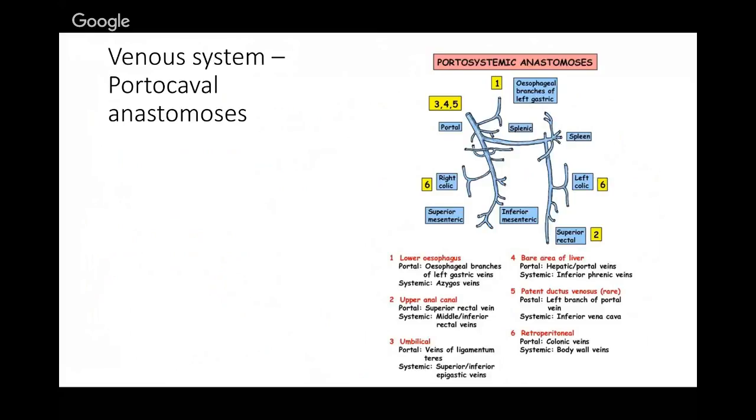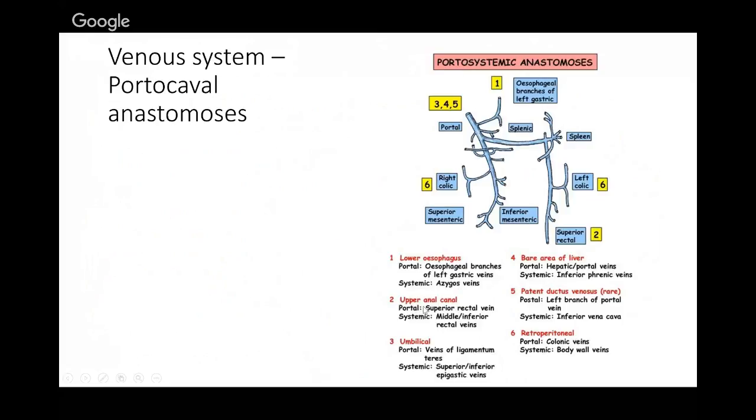Okay, the other important thing is the venous system, the portocaval anastomosis. In your body, there are six sites of potential anastomosis between the portal system and the caval system. The three main ones that we remember: around the lower esophagus, that's where the left gastric vein meets the esophageal vein.